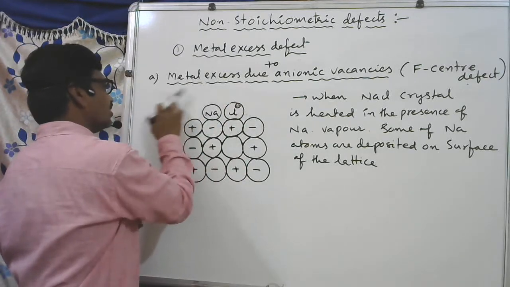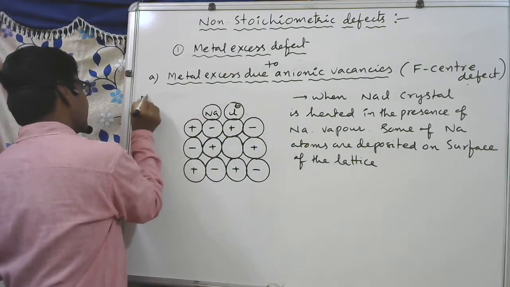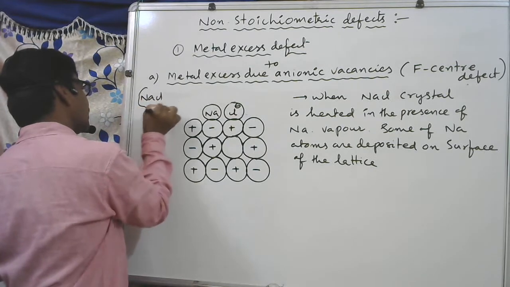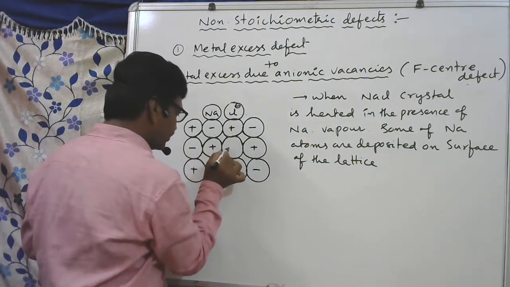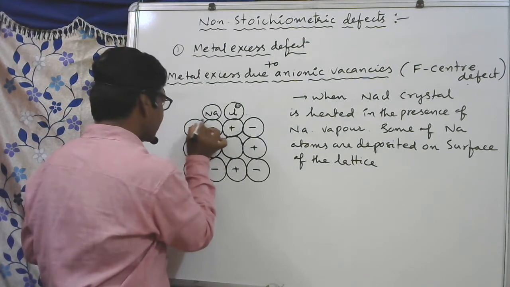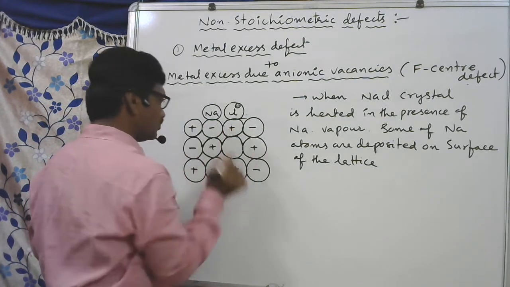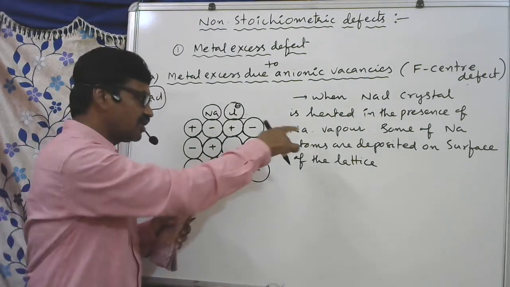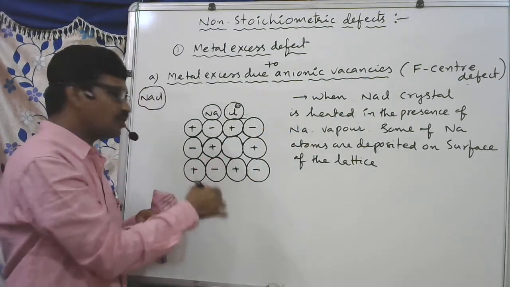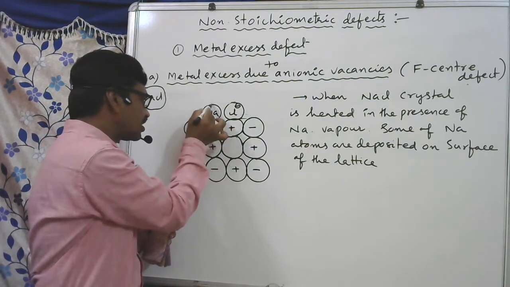Example, NaCl. NaCl is the example. See here, up to here this is the crystal lattice. This is the surface now. Whenever it is heated, some of the sodium atoms from the sodium vapor are deposited on the surface. This is a sodium atom on the surface.